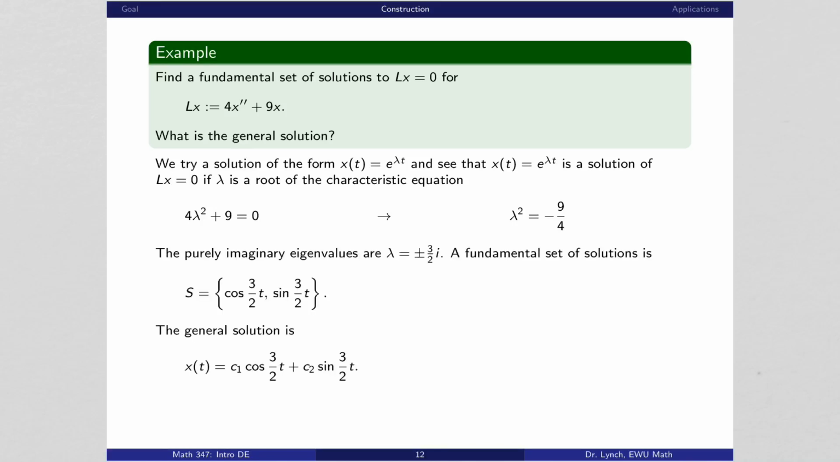Of course, you can see here that that tells us lambda squared has to be 9/4, giving rise to the purely imaginary eigenvalues plus or minus 3/2 i. Okay, so again, a fundamental set of solutions in this case is cosine of 3/2 t, sine of 3/2 t, and the general solution, a linear combination of those two linearly independent solutions, c1 cosine 3/2 t plus c2 sine 3/2 t.